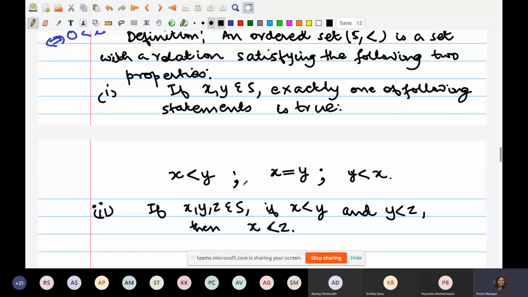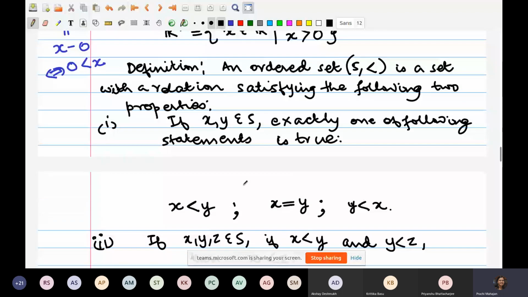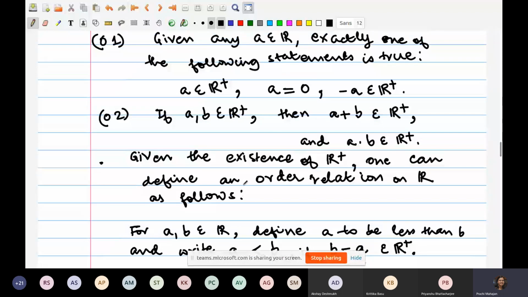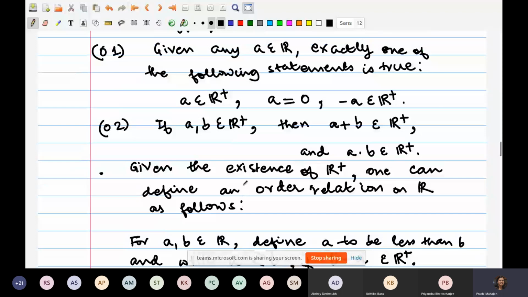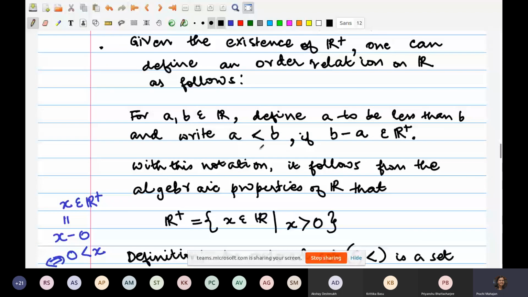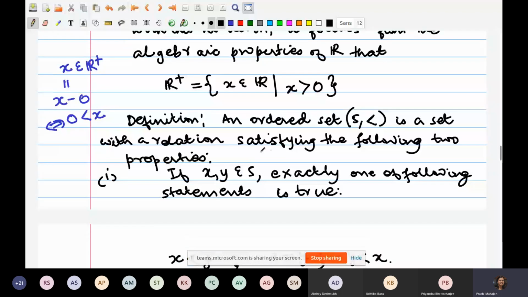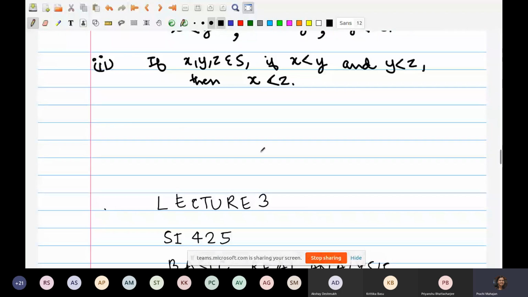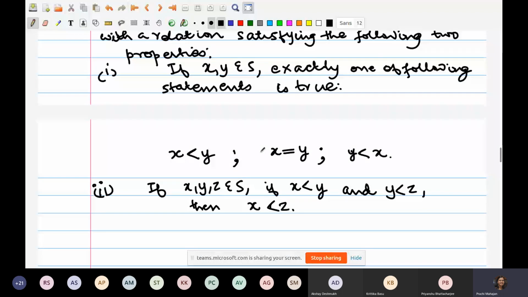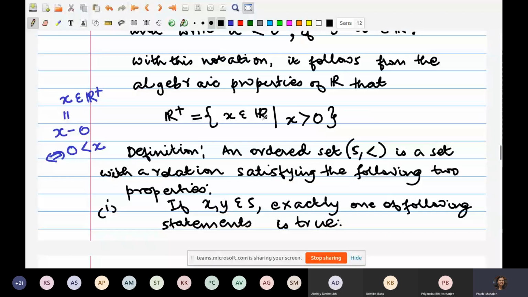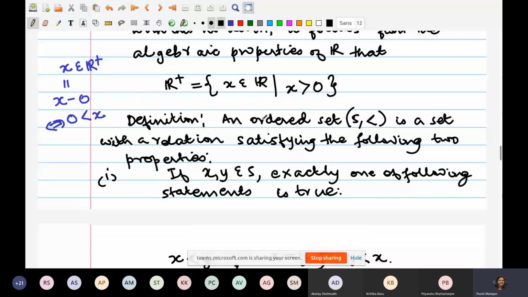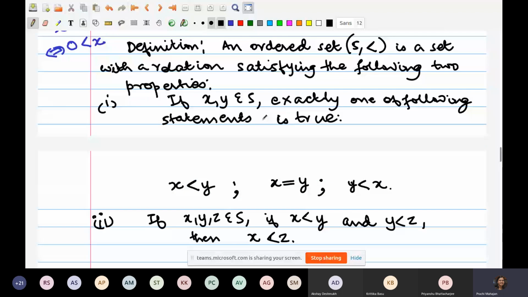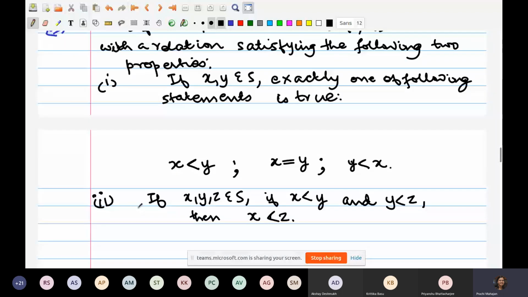So what I want to say in the context of what we are discussing is that properties O1 and O2 tell me that I can define an order relation on R. I can define this symbol, right? And once I've defined this symbol, properties O1 and O2 tell me that the set of real numbers with this relation is an ordered set, meaning it satisfies 1 and 2 that I have listed here. Is that okay? So let me write that down. The upshot of all of this discussion is that R with this notation is an ordered set.